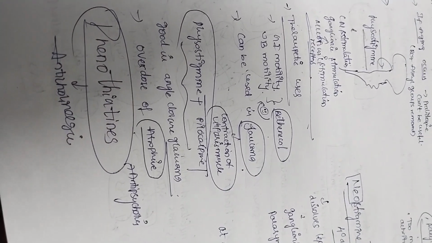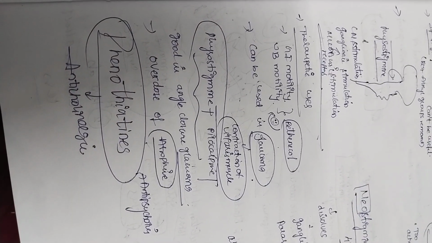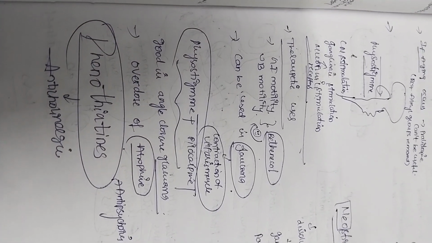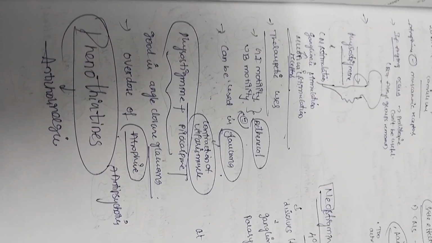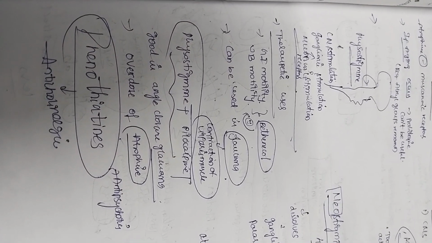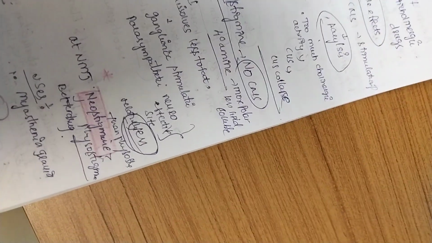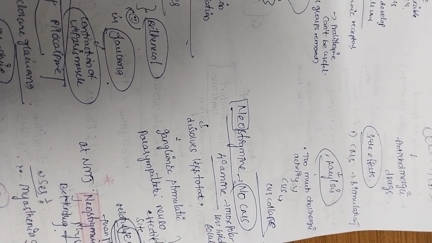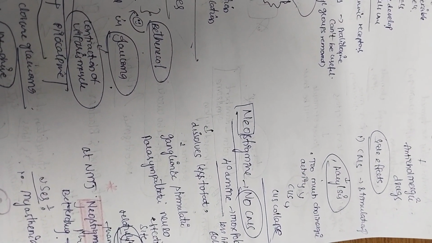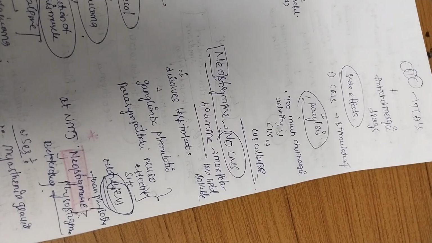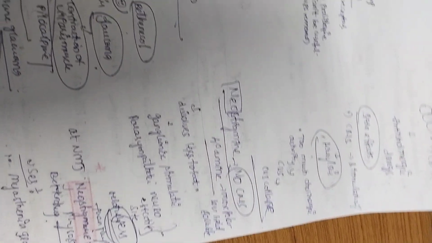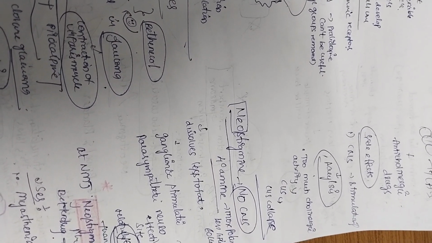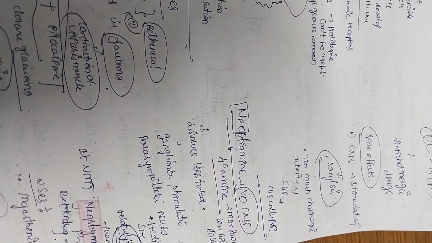Overdose of atropine will be seen in atropine poisoning if we use more atropine. Phenothiazines are antipsychotics which are anticholinergic. The main side effects of anticholinergic drugs are increased CNS stimulation. With too much cholinergic activity, paralysis and CVS collapse will occur.